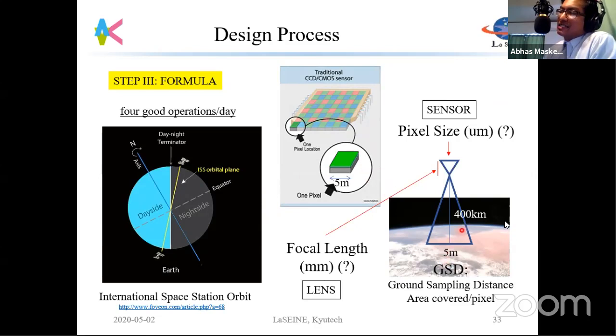It varies from time to time, but let's say an average of 400 kilometers. And we want to take a ground sampling distance of 5 meter. We use simple trigonometry to calculate what pixel size sensor we need and what focal length it should be. However, as you can see here, we have 2 unknowns. There should be only 1 unknown. So how do we even solve this problem? How do we know what sensor to select, what focal length to use?